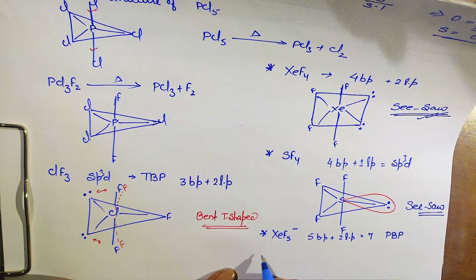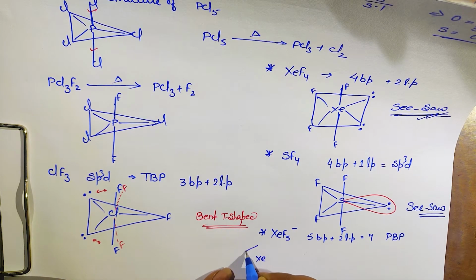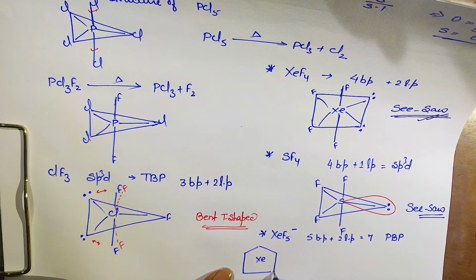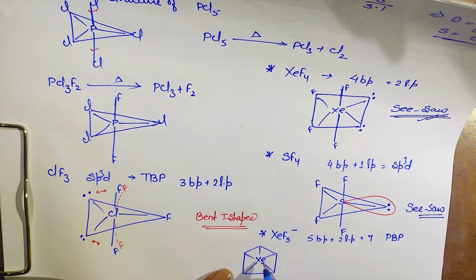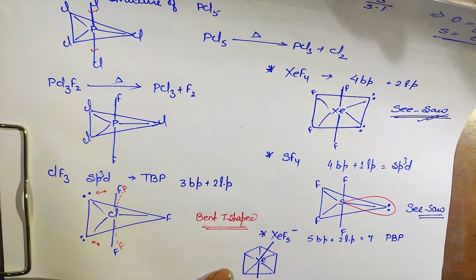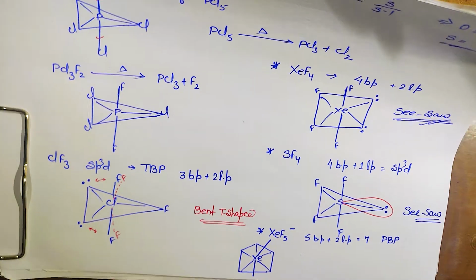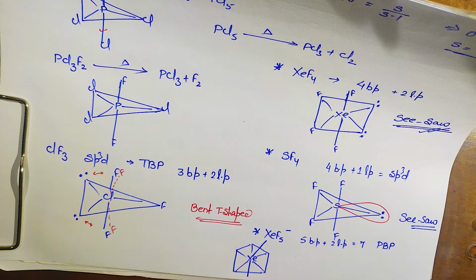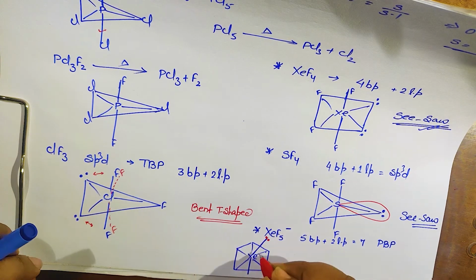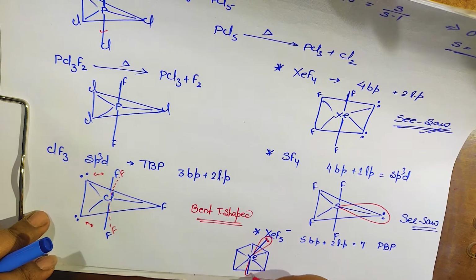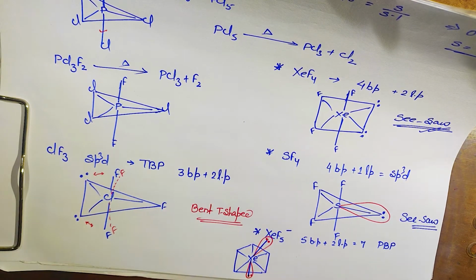That makes 7, that means PBP, pentagonal bipyramidal, isn't it? So if we draw the pentagonal bipyramidal, like this is the shape of Xe. Here let me draw like this, yes, and this is axial over here, yes. So according to this, with the negative charge, it has 2 lone pairs. Here the lone pair should exist on the equatorial position, isn't it? But that does not happen. The lone pair exists on the axial position.